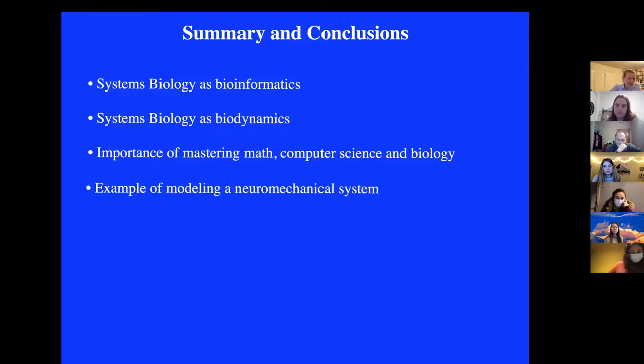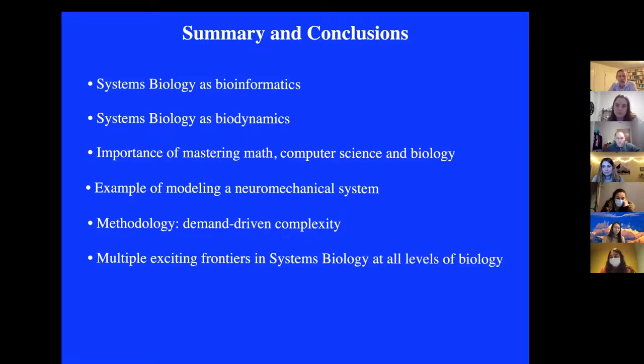I've given you an example in some detail of how you iteratively model a neuromechanical system, and I drew the lesson that the methodology for this is demand-driven complexity. You're not going for a perfect model, you're going for a good enough model that gives you a lot of insight, tells you where you don't understand, helps you iterate by directing the experimental work, and then the experimental work is reincorporated into the next version of the model, and the process repeats. And finally, I've shown you that there are multiple exciting frontiers in systems biology at all levels of biology, and I commend the future to you. It is in your hands. With that, I thank you for your attention, and I'm happy to take any questions you might have.